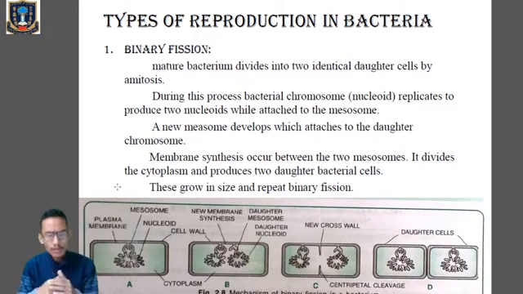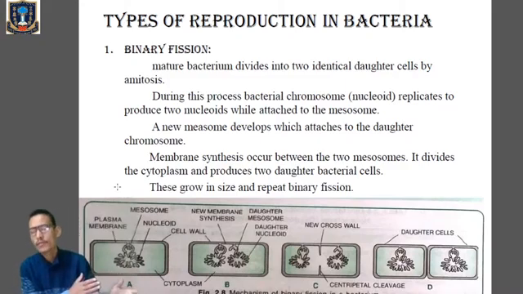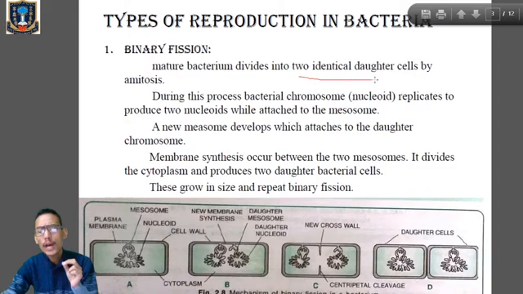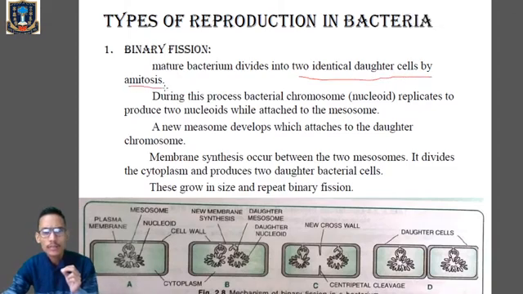Clear? Under favorable conditions, binary fission is the most common method of multiplication or reproduction in bacteria. Now you know what reproduction is, right? It is to reproduce, or to give rise to progeny. And we have two types of reproduction, sexual and asexual. I'm not going into the details of the difference between them. In bacteria, under favorable conditions, they multiply by means of binary fission. A mature bacterium divides into two identical daughter cells by means of mitosis.